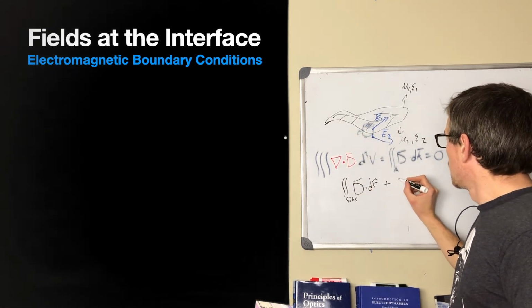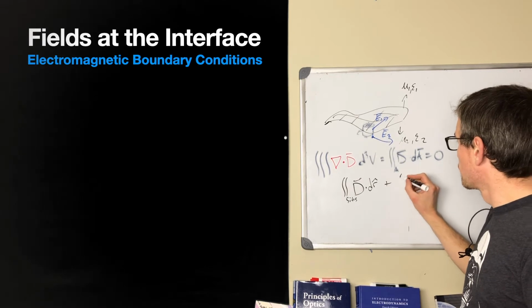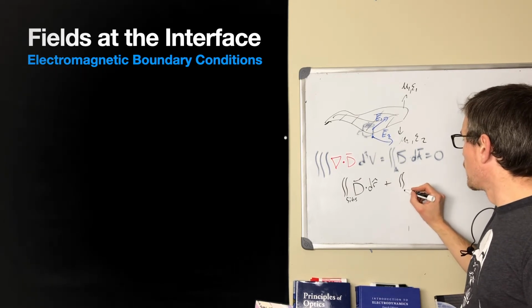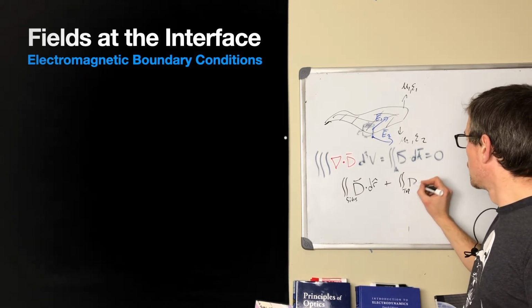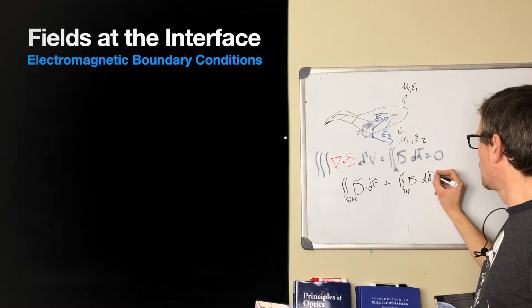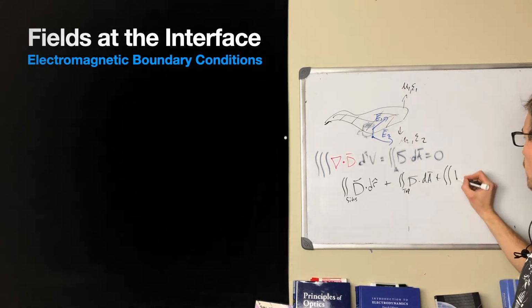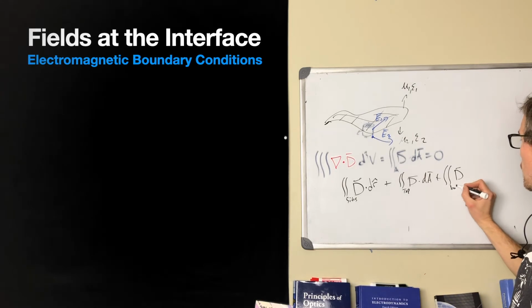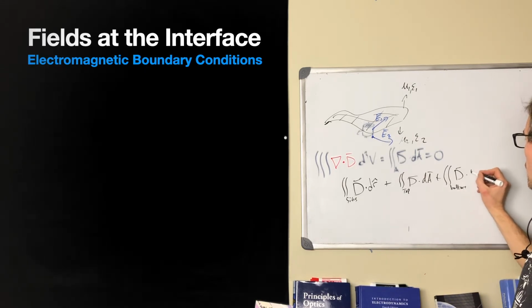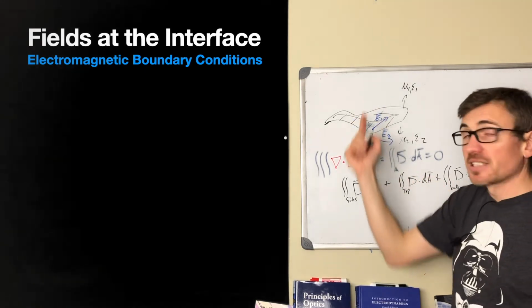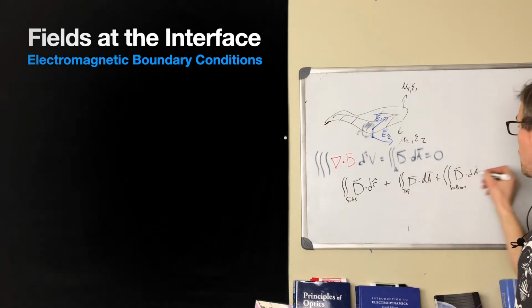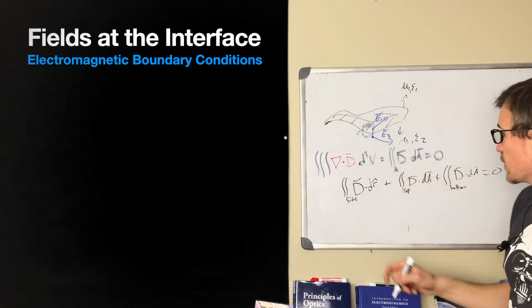Plus the top, the area on the top, D dot dA, plus the integral on the bottom. This is that flux coming out of that other surface, and that has to be equal to 0. This is what this divergence theorem tells us.